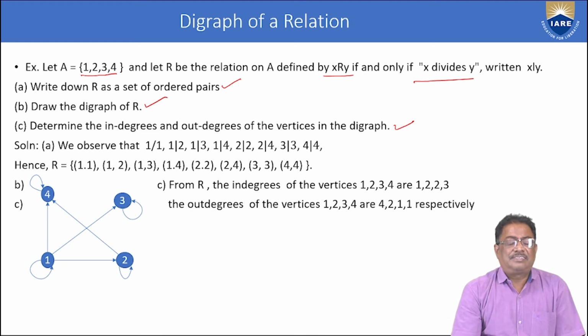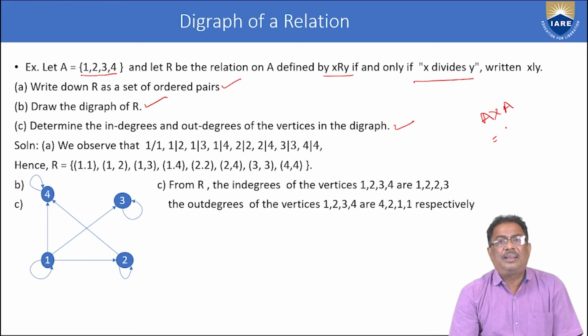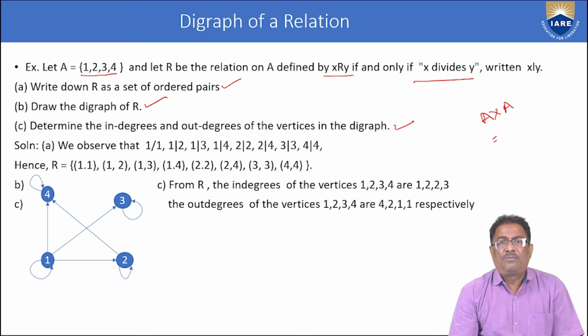So now let us consider the element 1. The relation is from A to A itself, so we are going to consider A cross A. 1 is related to 1, 1 is related to 2, 1 is related to 3, 1 is related to 4. Next 2, 1, 2, 2, 2, 3, 2, 4. Next 3, 1, 3, 2, 3, 3, 3, 4. 4, 1, 4, 2, 4, 3, 4, 4.